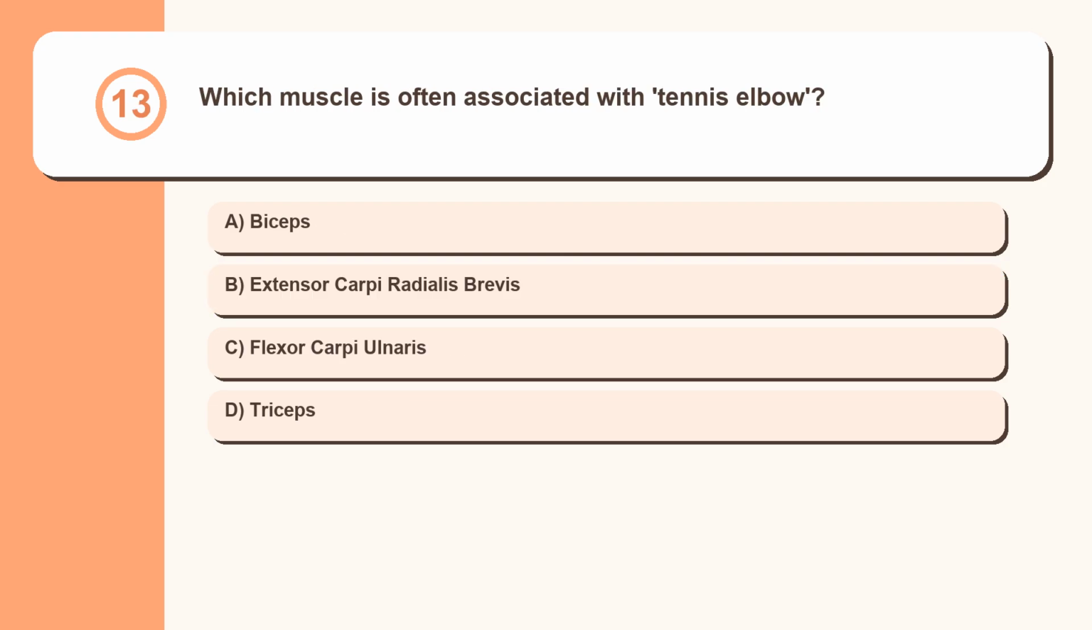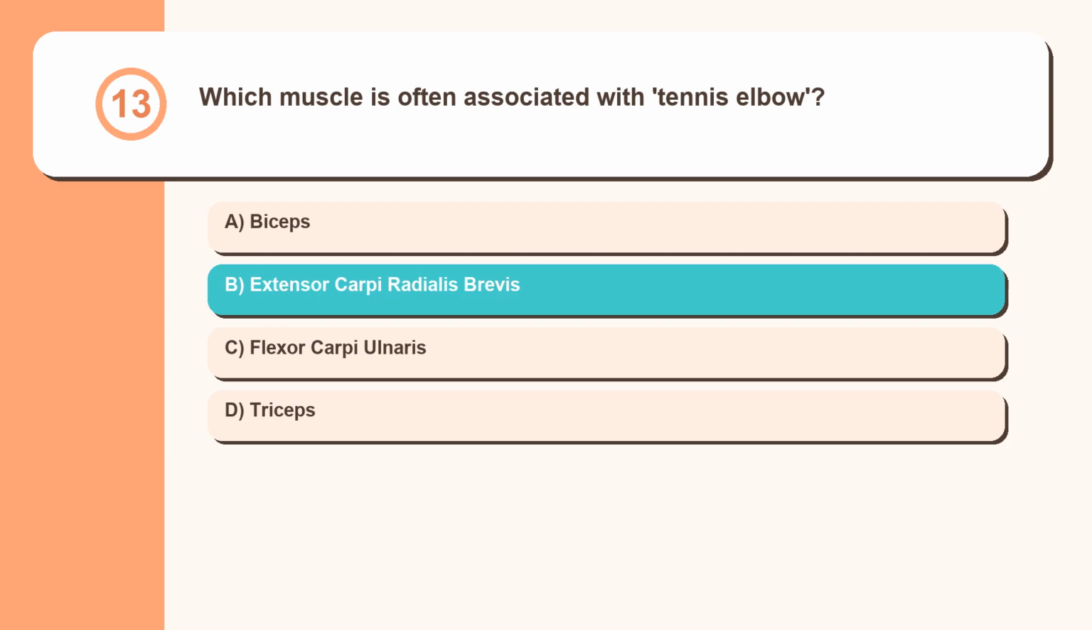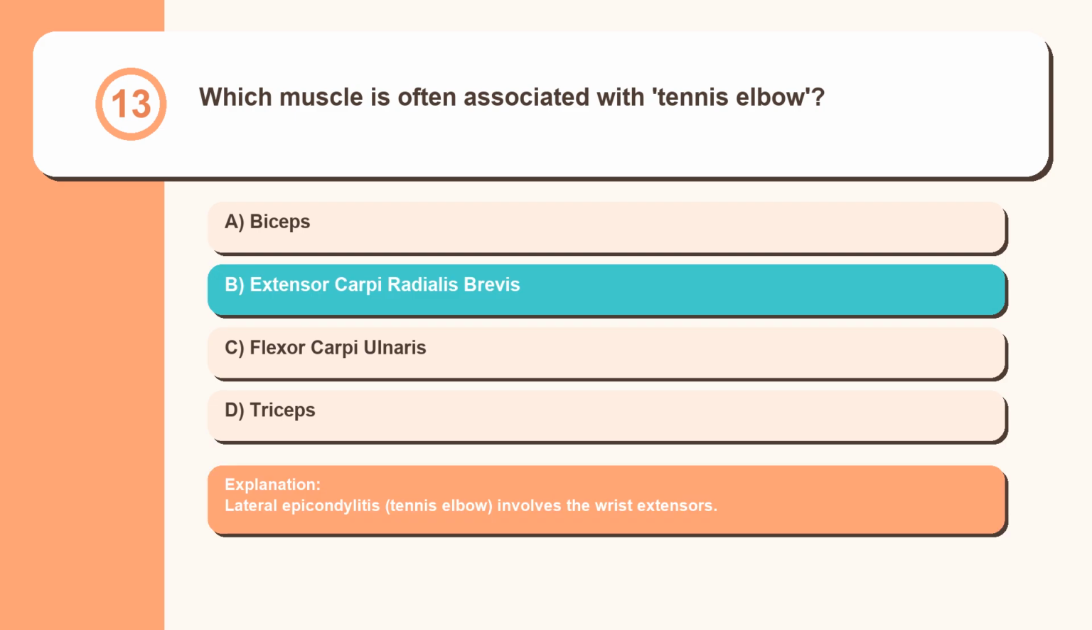Question 13. Which muscle is often associated with tennis elbow? Biceps, extensor carpi radialis brevis, flexor carpi ulnaris, triceps. Lateral epicondylitis, tennis elbow, involves the wrist extensors.